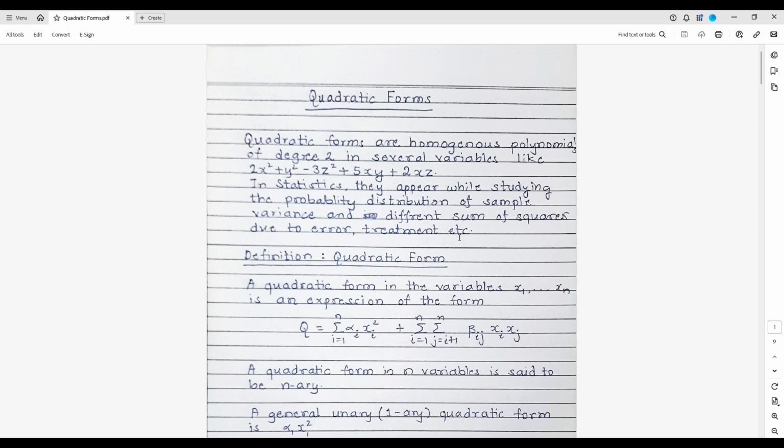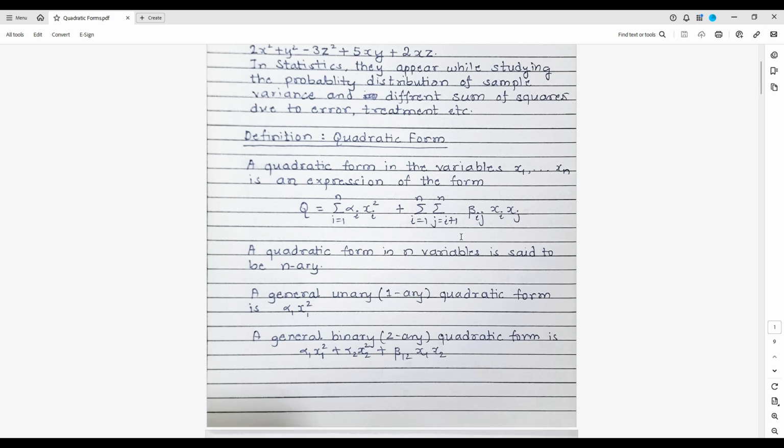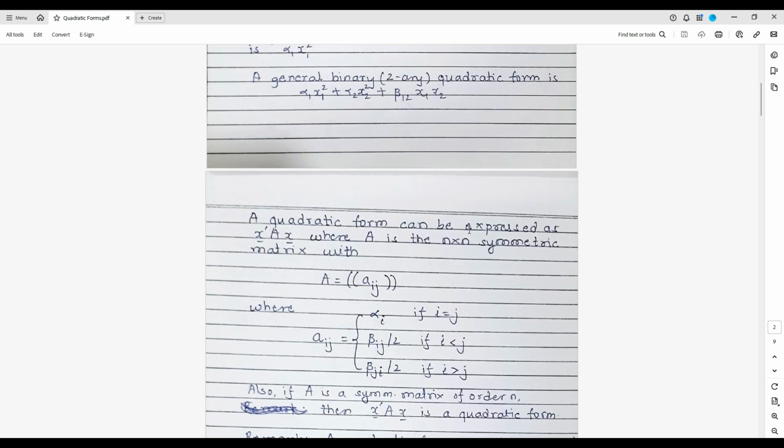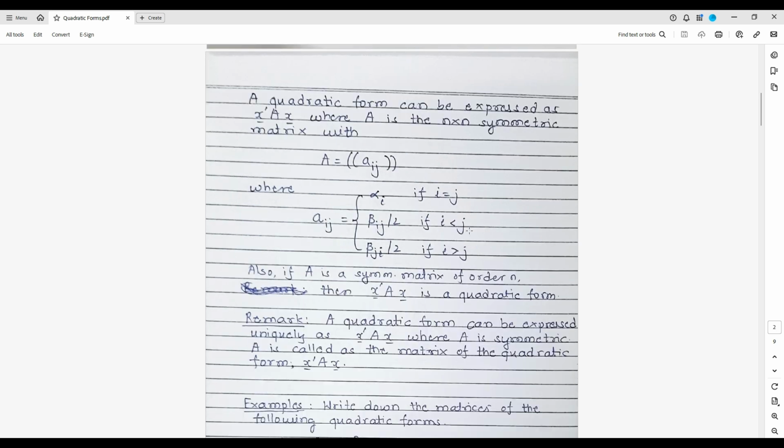So a quadratic form in n variables is typically called n-ary. So in general, unary means quadratic form in one variable would be alpha 1 x1 square. Then a binary quadratic form would be alpha 1 x1 square plus alpha 2 x2 square plus beta 12 x1 x2.